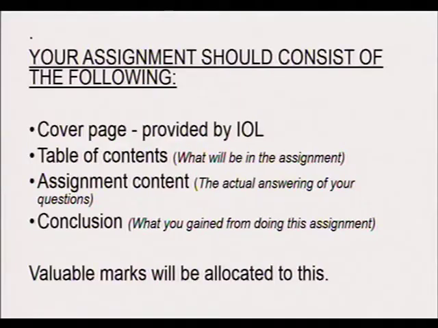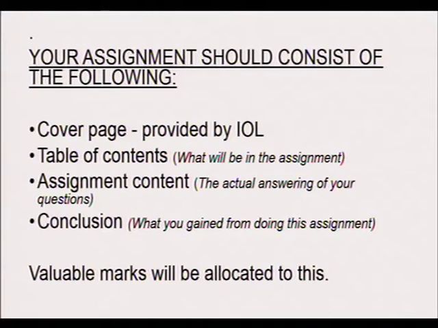Your assignment should consist of the following: a cover page provided by IOL, a table of contents. That is a place where you write number 1, question 1 is on page 3. Number 2, question 2 is on page 5. Number 3, question 5 is on page 12, etc. The table of contents. This means what is actually in your assignment.